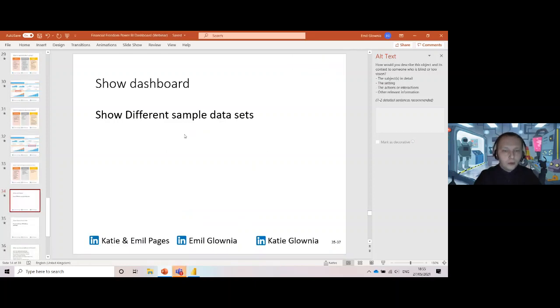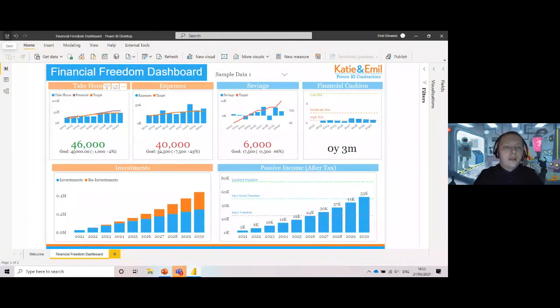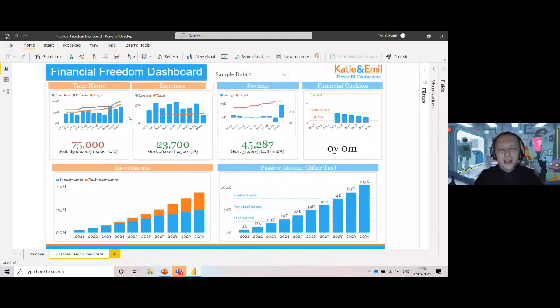Okay, so let me show you the dashboard. This is the dashboard with sample data. I've put in some sample data, and you can put in your own data to fill it in. You can see the financial cushion is changed to years and months. I have prepared some sample data. This one is a little bit more aligned with my life, and you can put future data in here if you want to.